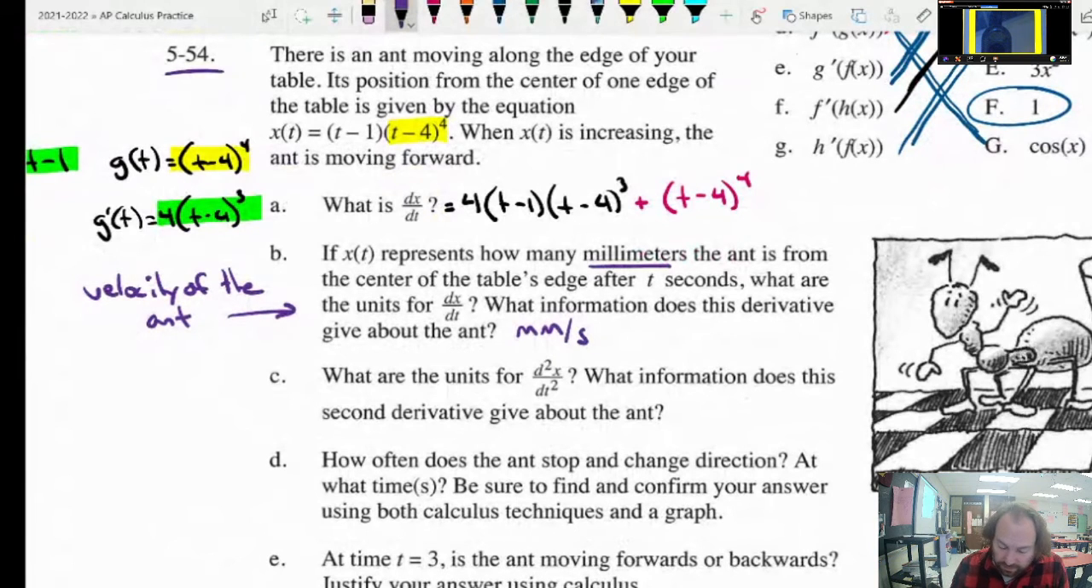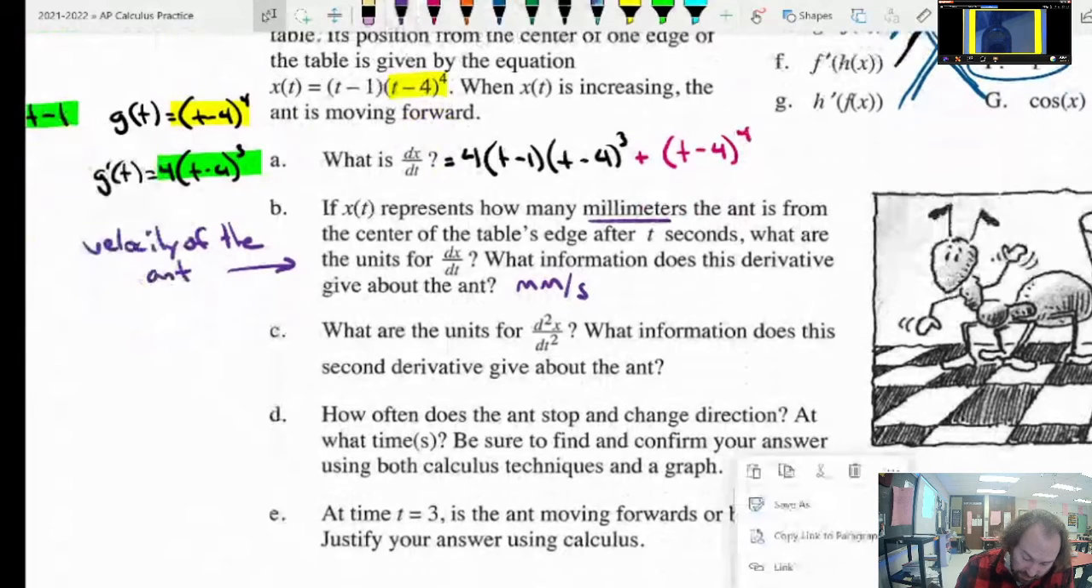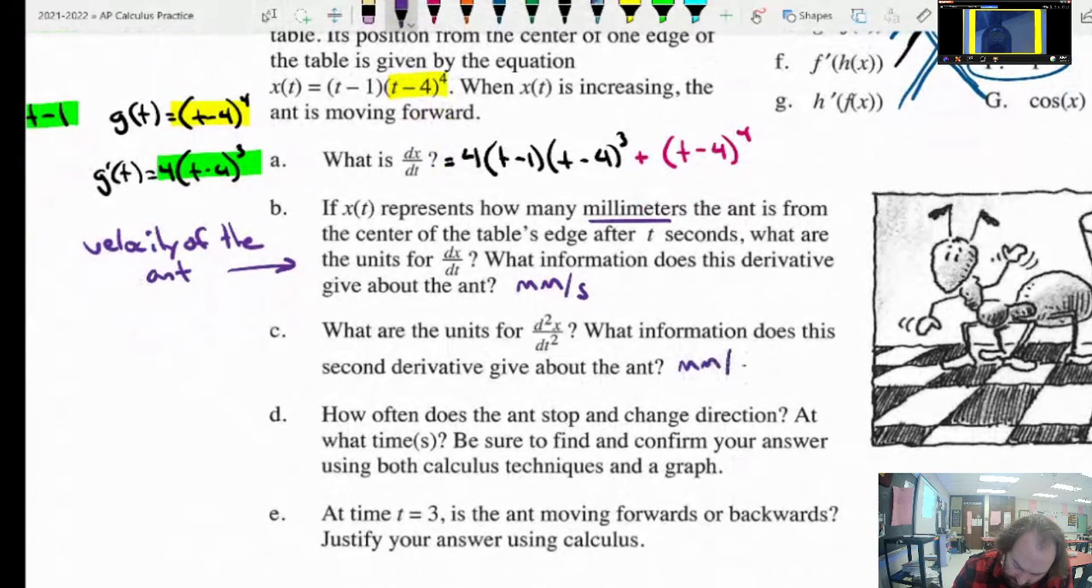For question C, what are the units for the second derivative? This would be, well, let's see. As far as the units would go, it would be millimeters per second squared, or per second per second. And this is going to give us the acceleration of the ant. The change of the change, in other words. Does acceleration have 1L or 2? I think it's only 1. Acceleration of the ant in this one.